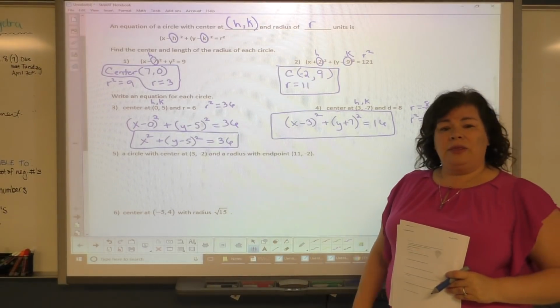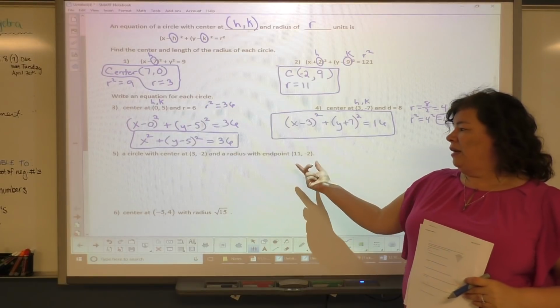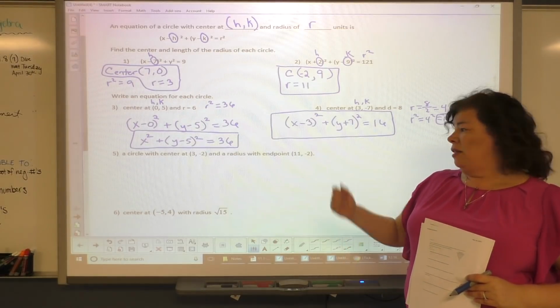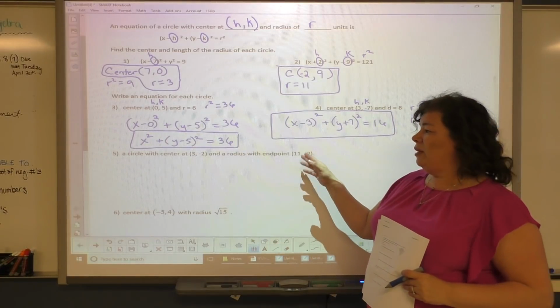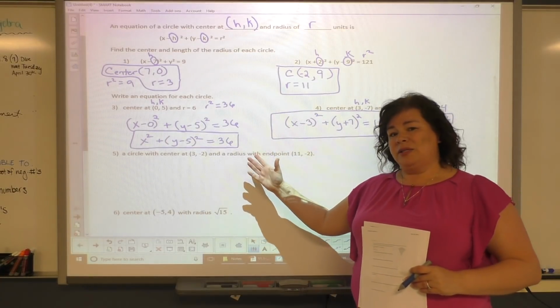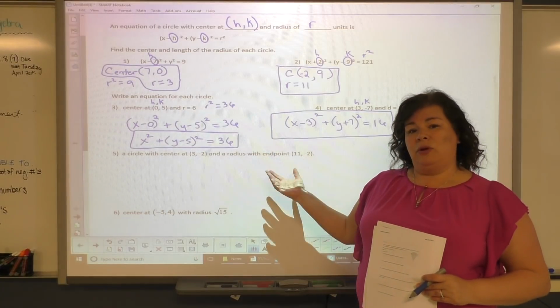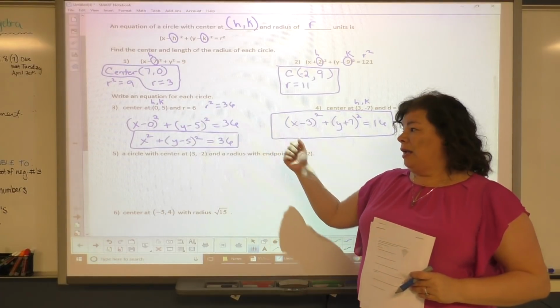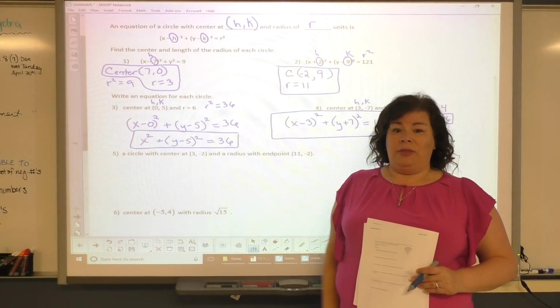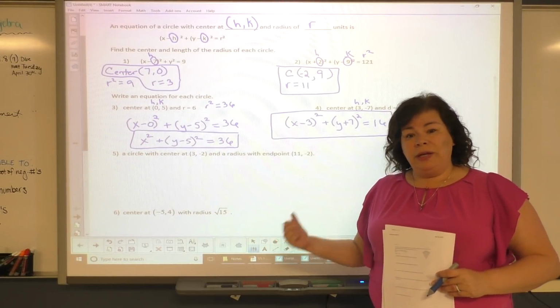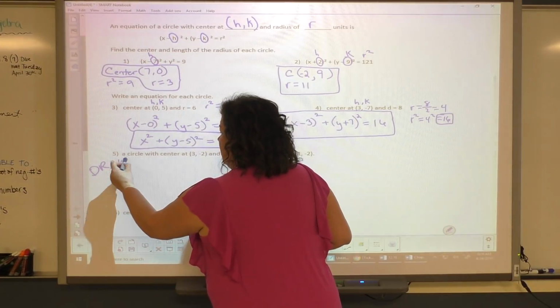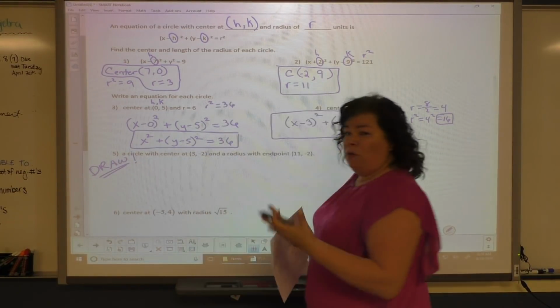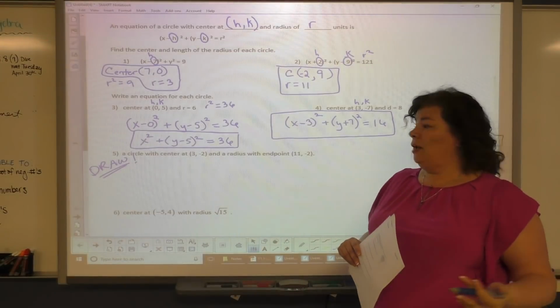Circle with center at 3, -2, and a radius with endpoints 11, -2. So there's a lot of information going on. This doesn't really tell us the radius. It tells us where it's located on the graph, and it also tells us where our center is located on the graph. So at this point, we're going to draw our picture, and that is the best hint I could have for you. If you don't draw this, you're not going to know what's going on.